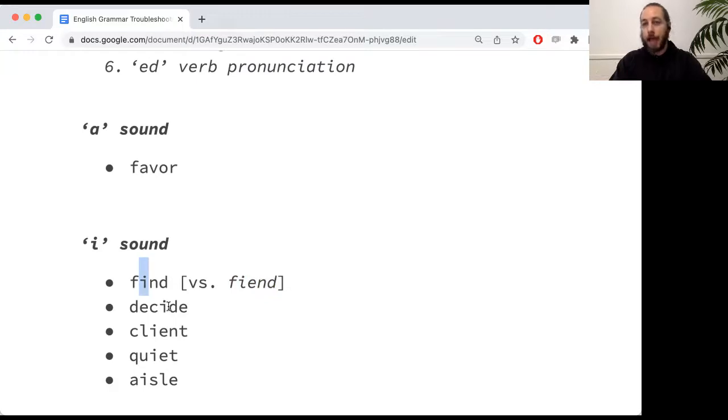Next, we have decide, making the same I sound, find, decide. Our third word is client. So each of these three words so far have said the I sound. Find, decide, client. Then we have quiet. And finally, we have, like you find in the airplane or the supermarket, aisle. So you'll see that these last three words have vowel combinations. So that makes it tricky sometimes. So practice them up. With exposure, you'll be able to do this.